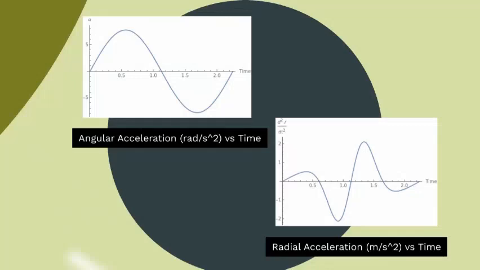And this top left graph is the angular acceleration versus time. We'll use angular acceleration for our torque equation later. And the bottom left is the radial acceleration, or the acceleration of the bird's change in its distance from the center of the wheel.